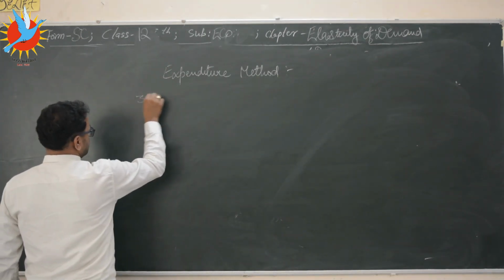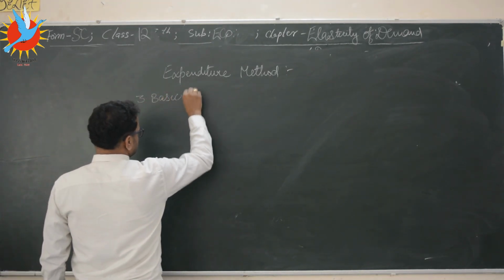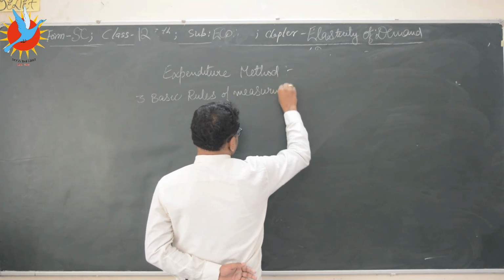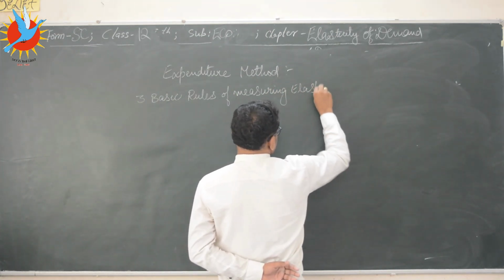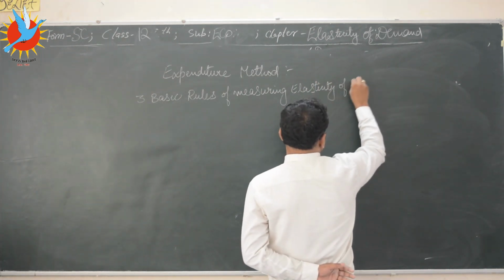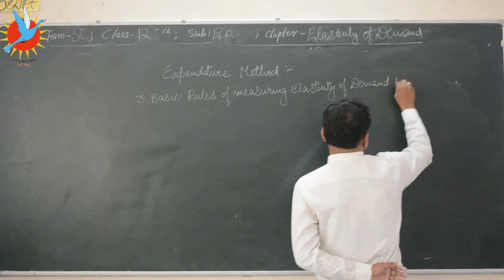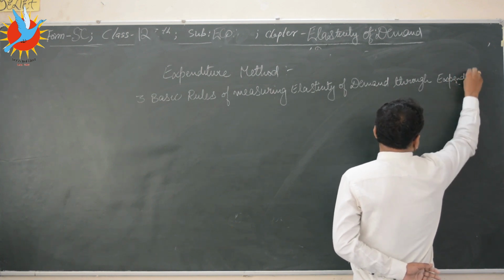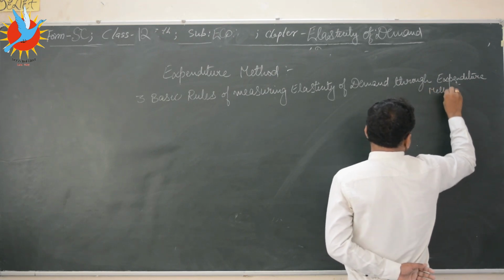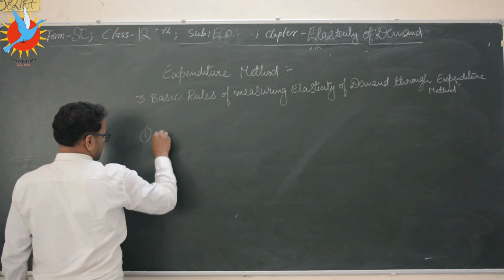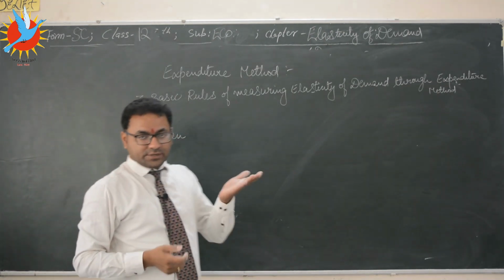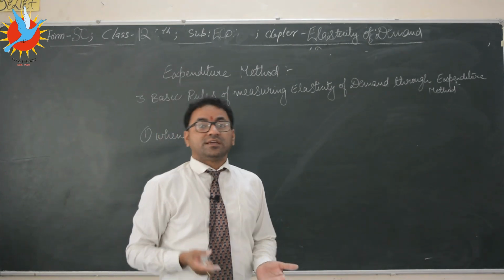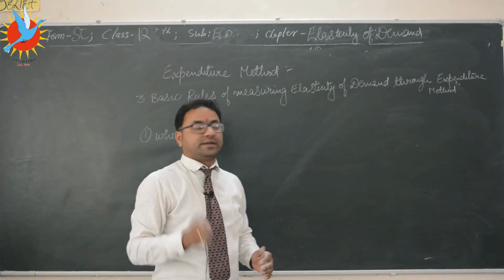There are three basic fundamentals. First one is when price increases and total expenditure decreases, or when price decreases total expenditure increases, elasticity of demand, price elasticity of demand will be said to be greater than 1.